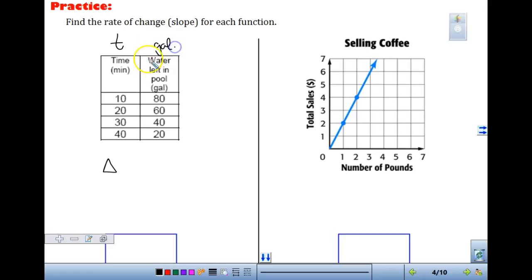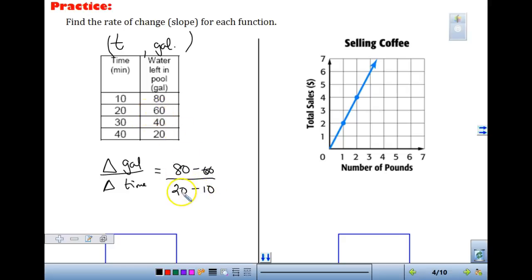That's what we're looking at, gallons left, so time to gallons, right? So we're going to take a look at the change in gallons that we had divided by our change, in this case, of time. Change in time. So change in gallons over change in time. Change in gallons, we are going from what? 80 minus 60 divided by 20 minus 10.